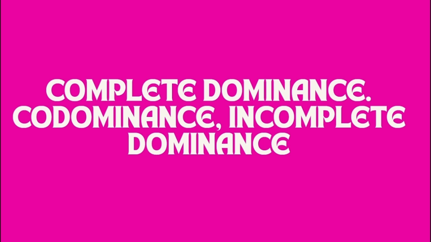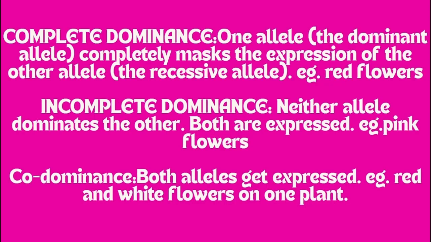So let's find out the difference between the three. So basically with complete dominance, it just means that only the dominant allele is going to be expressed. So for example, if you had two flowers, right? And we use a flower example, big R coded for red flowers, little r coded for white flowers. So the complete dominance means the offspring is going to come out completely red because that is the dominant trait.